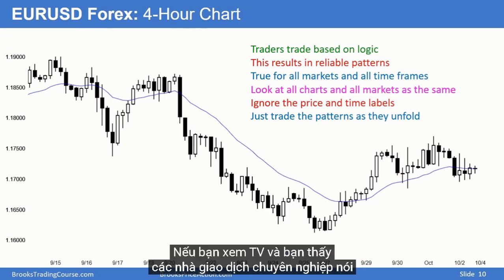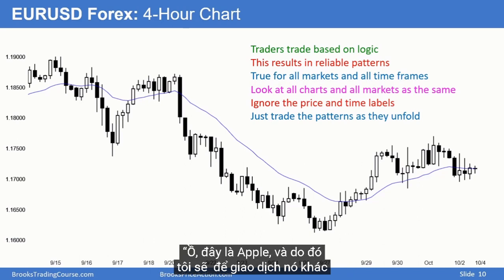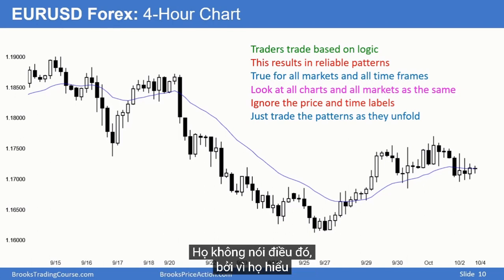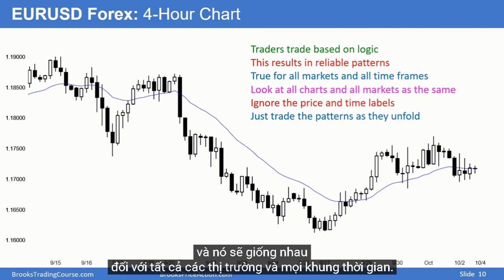If you watch TV and you see professional traders talk about a chart, they'll sometimes talk about gold, crude oil, stocks, stock index futures. You never hear them say, oh, this is Apple, and therefore I'm going to trade it differently from how I trade gold or stock index futures. They don't say that because they understand that the chart is just a representation of rational human behavior, and it's going to be the same for all markets and all time frames.